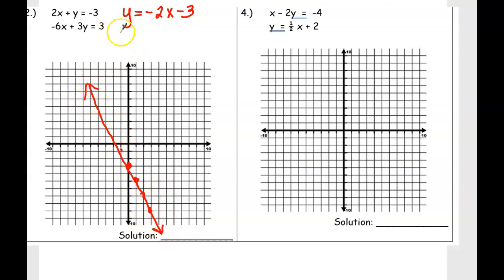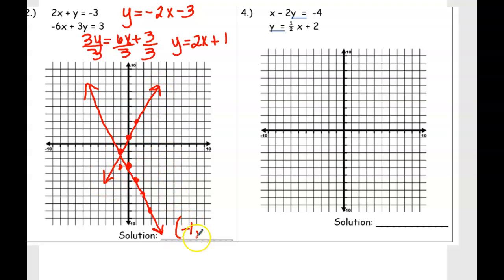Now the second line, I'm going to put that in slope-intercept form, so 3y is equal to 6x plus 3. Then I'm going to divide by 3. So my y is equal to 2x plus 1. It's going to look like up 2 over 1. All right, so I'm going to cross here at -1, -1. So that would be my solution right there.